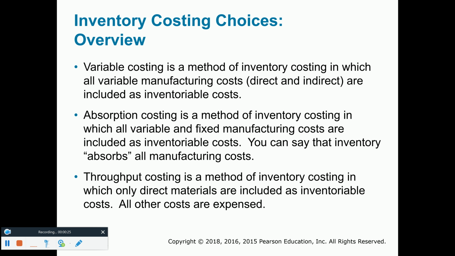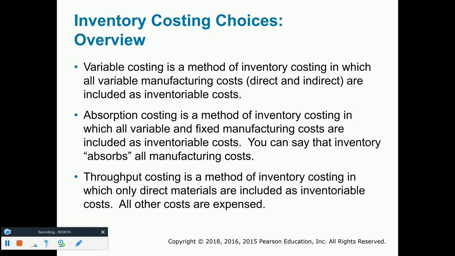All right, so variable costing basically is the costing method that follows the contribution margin format income statement that we looked at earlier in the course. Meaning we're going to take our sales and then we're going to subtract out all of our variable expenses. And then we get our contribution margin, and from there we'll subtract out our fixed expenses to get operating income.